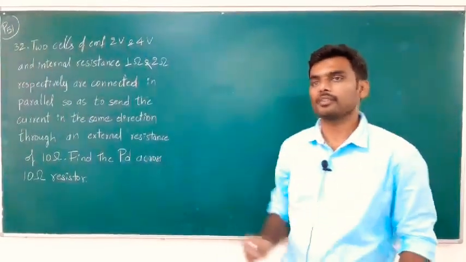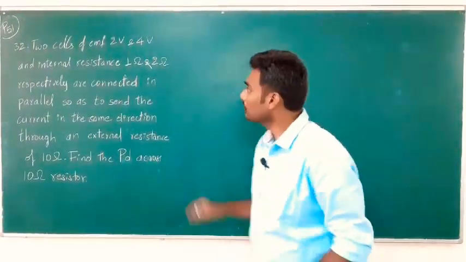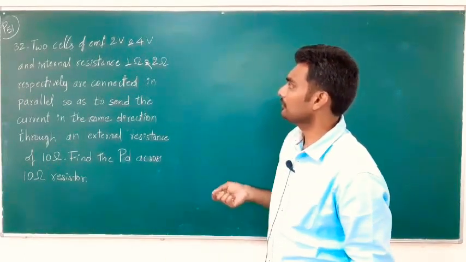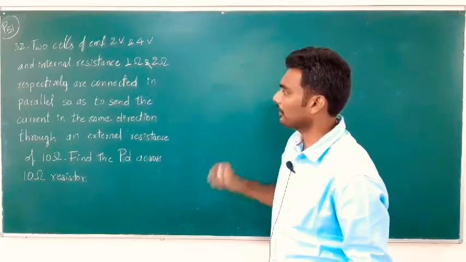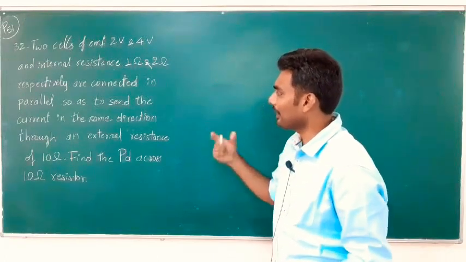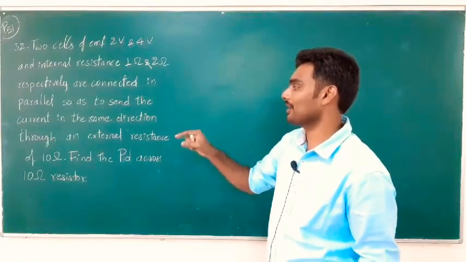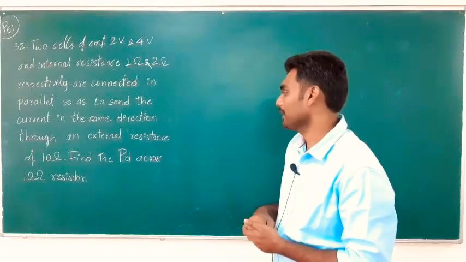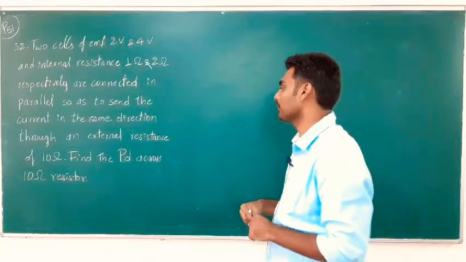Okay, the next question, 32nd, is as follows. Two cells of EMF 2 volt and 4 volt and internal resistance 1 ohm and 2 ohm respectively are connected in parallel so as to send the current in the same direction through an external resistance of 10 ohm. Find the potential difference across the 10 ohm resistor.